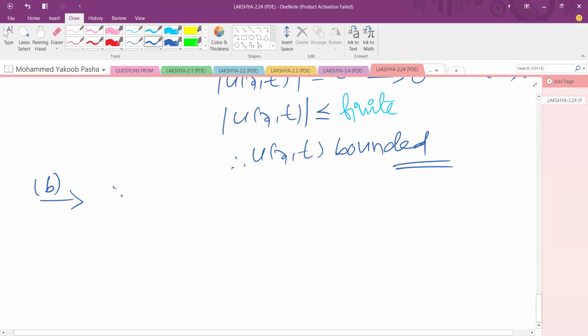Here, as we know that x is in the interval (0, pi). In this interval, what is the sin value? Sin x is always positive.